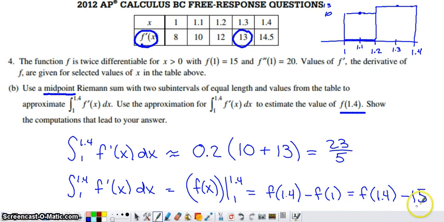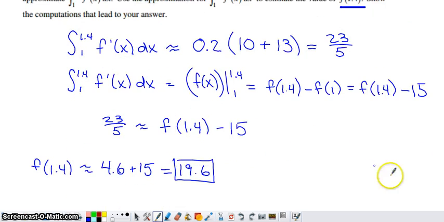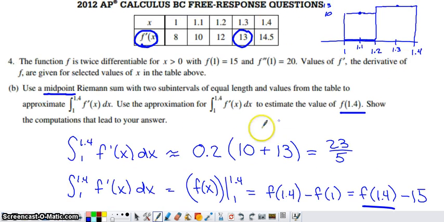So if we equate the exact value of the definite integral with the approximate value of it, and then solve for the unknown in the exact value, solve for f of 1.4, we're going to have our estimate. So by doing that, we'd be trying to solve this equation. We would add the 15 to the 23/5, and that would give us an estimate of 19.6.